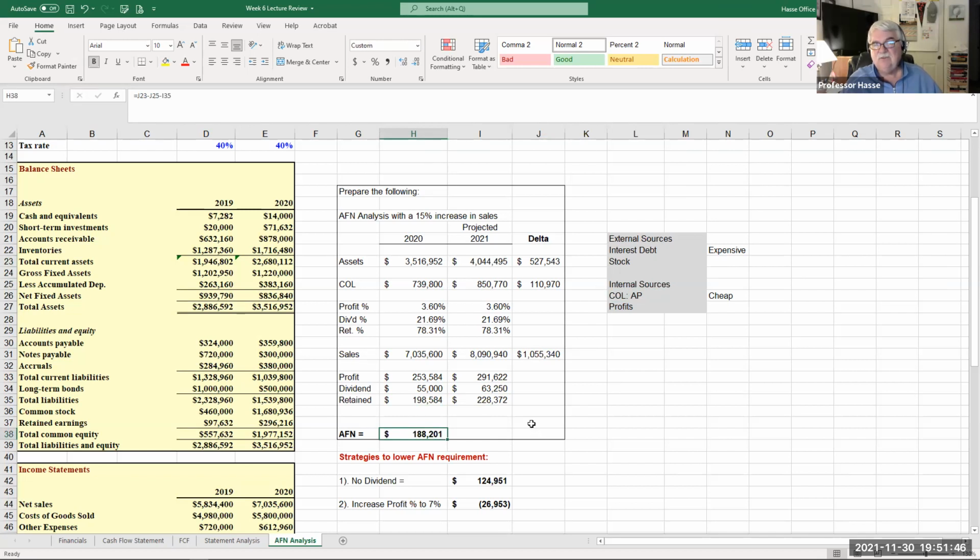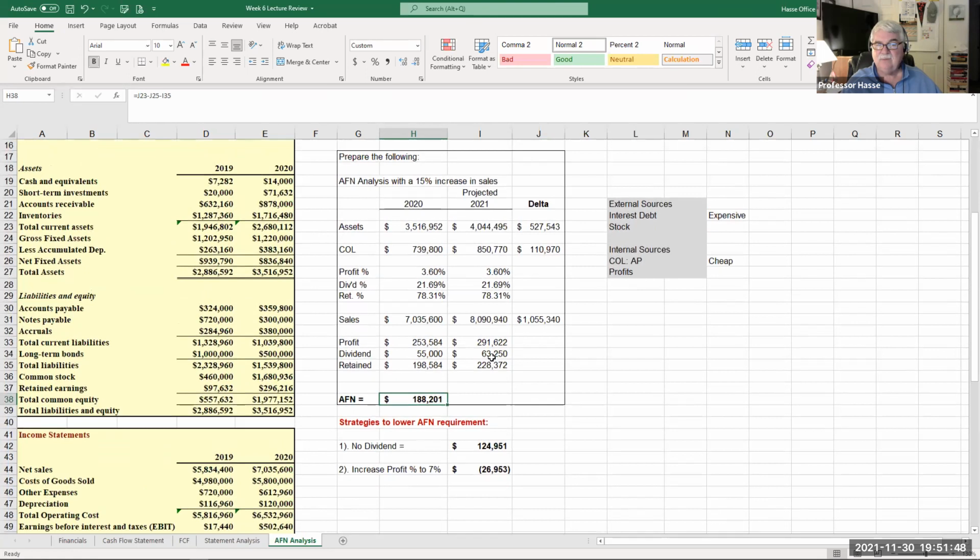And they can change their strategies. Hey, what happens if we decided not to pay a dividend and just use all our profits? Well, that leaves us with 124,951 AFN. What happens if we decide instead to increase our profit margin from 3.6 to 7%, maybe cut some expenses? Then we'll fully fund our growth rate because we're going to be making a lot more money. Well, sometimes that's easier said than done.